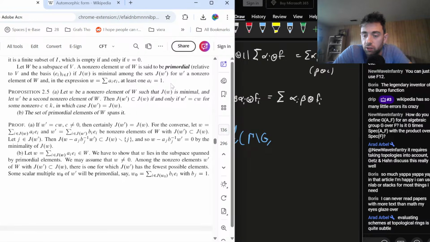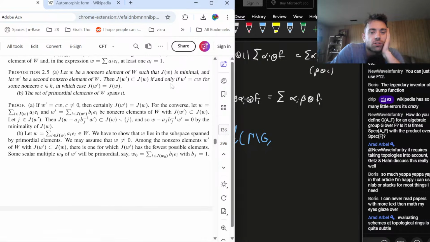Yeah, evaluating schemes at topological rings is quite subtle. I figured as I was saying it that probably there is some subtlety involved, right? Especially if you think about the case of G at a p-adic field. We talk about it as an algebraic group, and we talk about it, oh, it's a reductive group, and we talk about group schemes. But then the topology we put on it is actually totally different. So there's freaky things going on there.